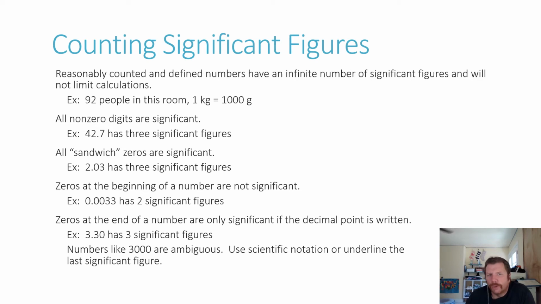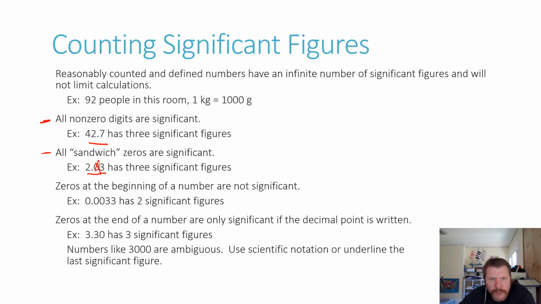Now, when you're looking at numbers, you want to be able to define them as significant or non-significant. The first rule is all non-zero digits are significant. So 42.7 has 3 significant figures. There are 3 non-zero digits. All sandwich zeros, so zeros between significant figures, are significant as well. So 2.03, there's nothing you can do to omit that 0 and have it be the same thing. So that 0 has to be considered a significant figure. This 2.03 has 3 significant figures.